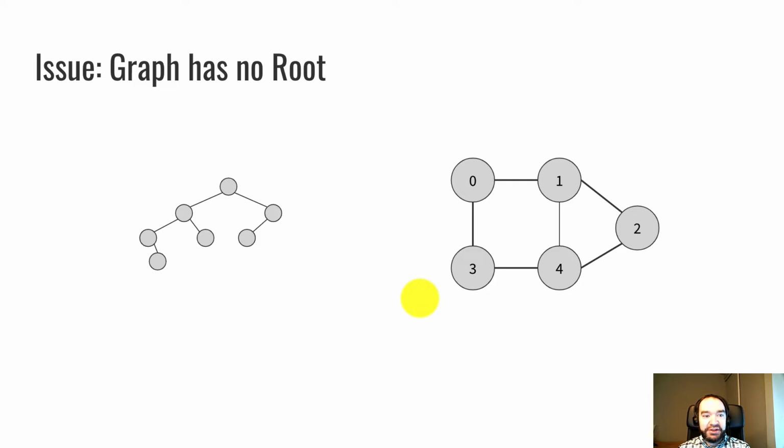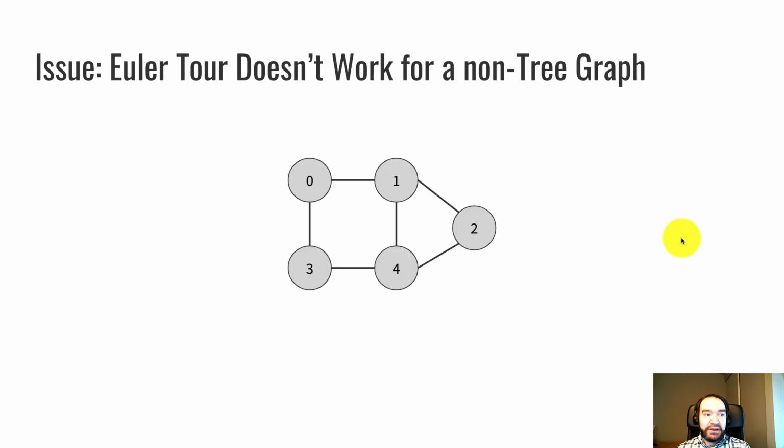To illustrate these two issues, first let's look at the root issue. On the left we have a binary tree, and of course the topmost node is the root, and that just defines a natural starting and ending point of a traversal. On the right we have an example of an undirected graph, and it does not have any kind of root. So it's not obvious if we say traverse this graph, do we start at vertex 0 or 4 or 2? Where do we start? And the other issue is that the Euler tour is not a defined concept in a general graph like this one.